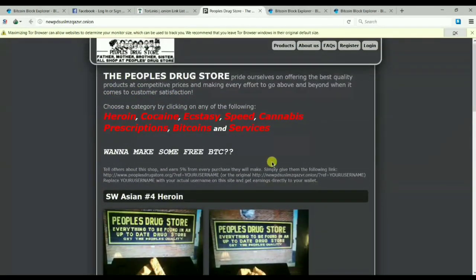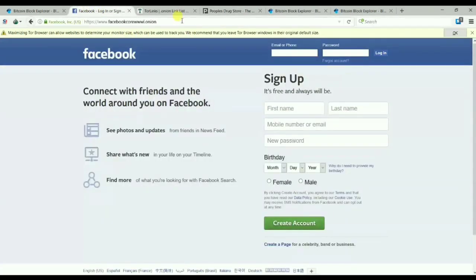Till now you might have learned how dangerous it is to be on the dark web. Fun fact, Facebook also has a .onion website on the dark web.